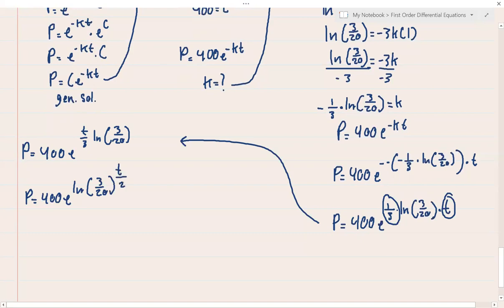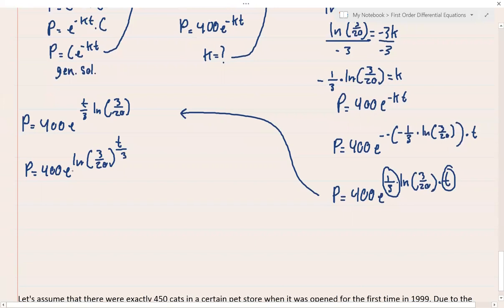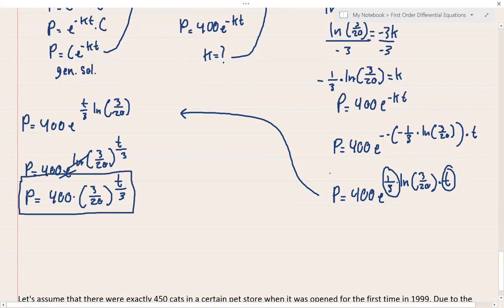all over 3. So remember, kapag meron kang base na e at meron kang exponent na ln, we can cancel them. So as a result, we will have 400 times 3 all over 20. I think this is far better. Yeah, mas maganda pa to para sa akin. This is far better. So yeah, ito na lang. Okay para sa akin. Or kung ayaw nyo, kunin nyo na lang to.